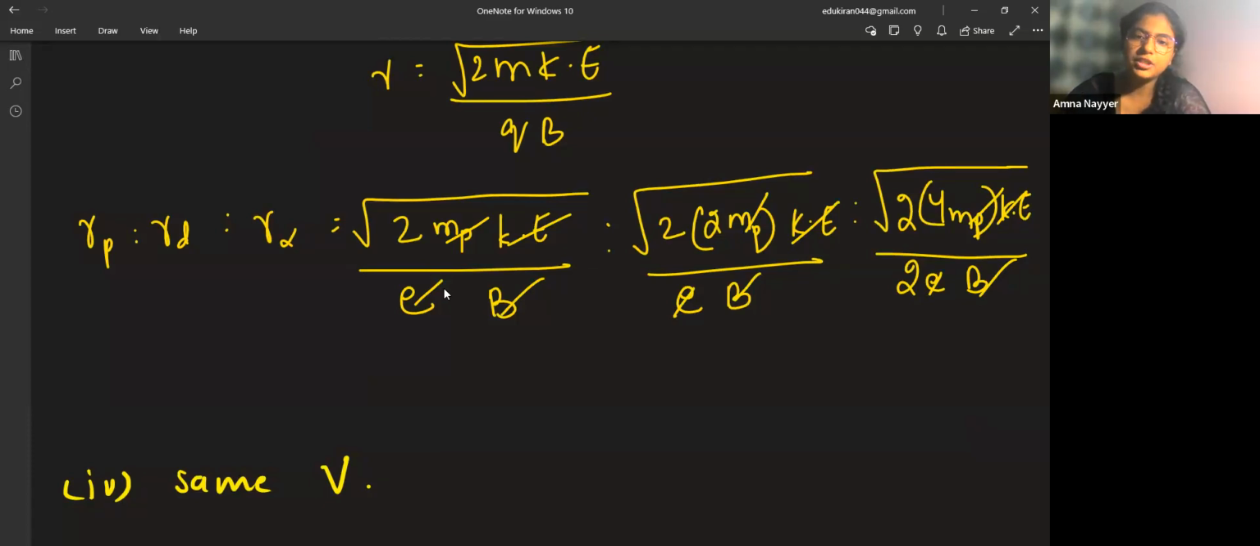From here, we are just left with root 2. No, root 2 will also get cancelled. Root 2, root 2, root 2. Root 2 will also get cancelled. So from here, this entire bracket got cancelled.